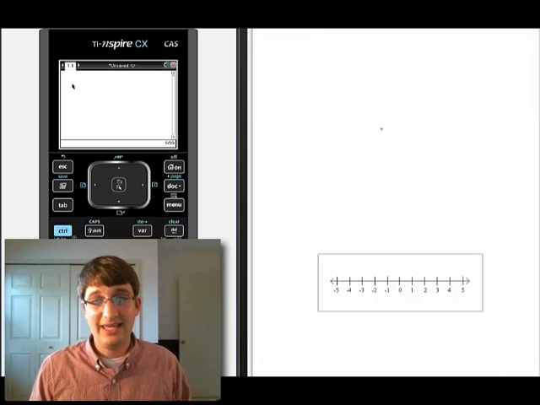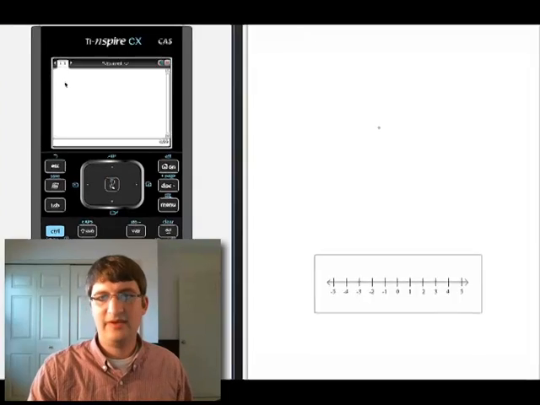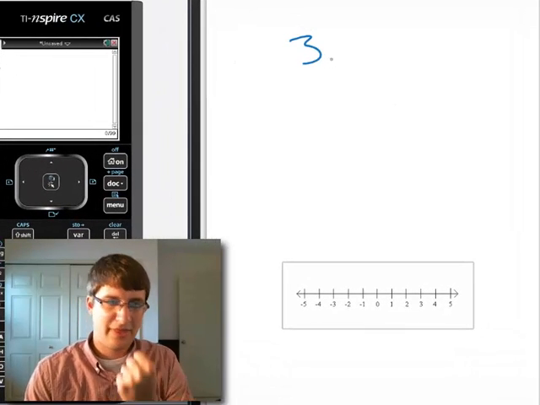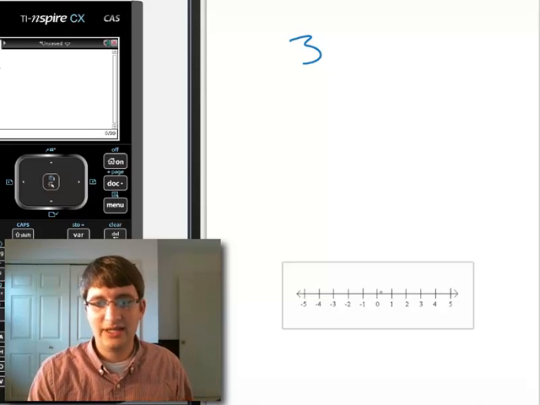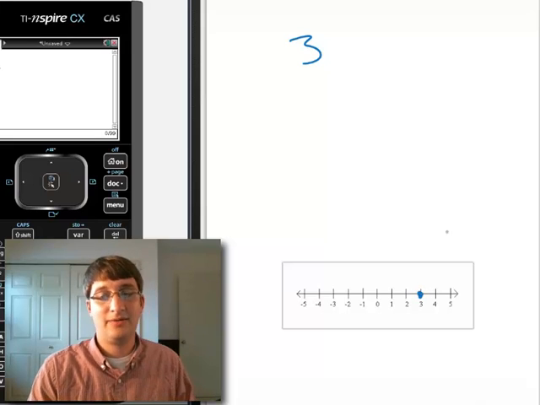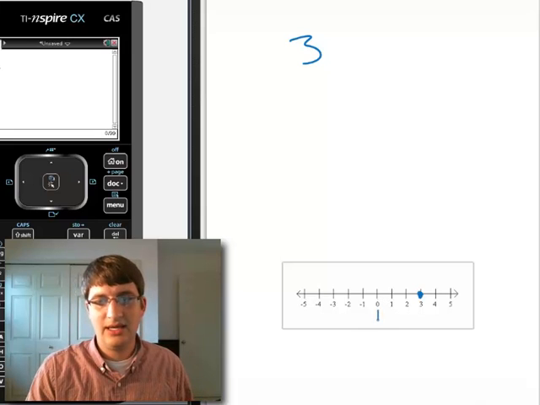An absolute value is the measure of the distance from whatever number you are at to zero, okay? For example, if I have the number 3, the distance from 3 to 0 is just 3. If you look at the number line, if I place a dot that represents 3, you'll notice that the distance from 0 to 3 is, in fact, 3.